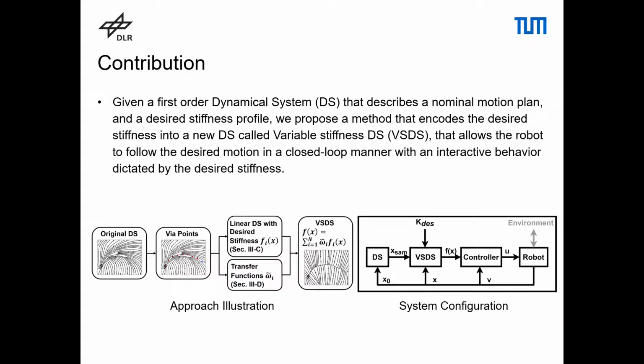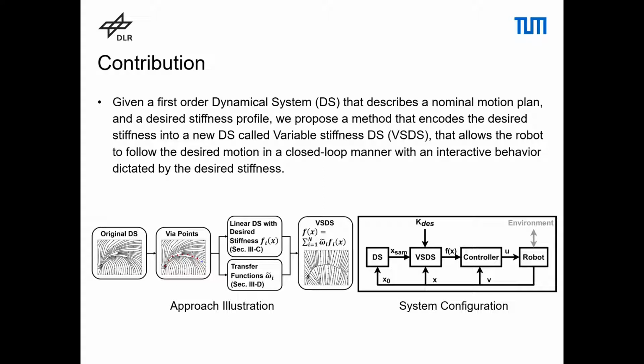In this paper, we propose an approach to encode a desired stiffness profile into the first-order dynamical system, which is controlled in closed-loop configuration. The configuration is based on actual robot state, which provides safety and robustness under perturbations or collisions.